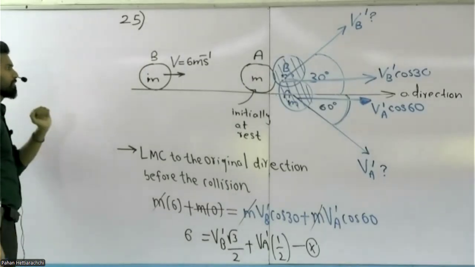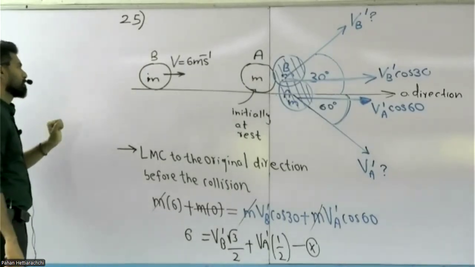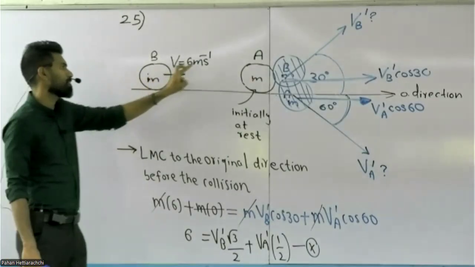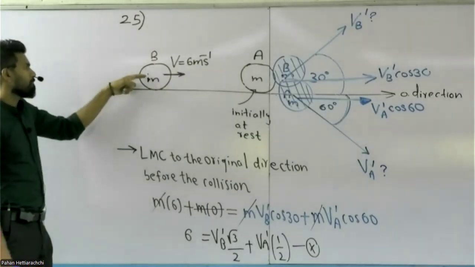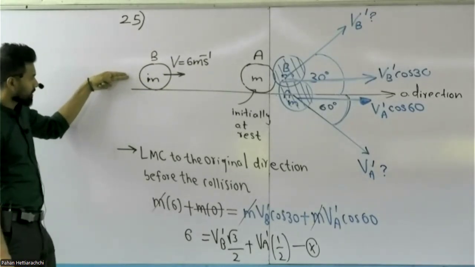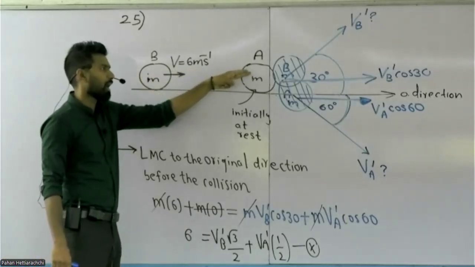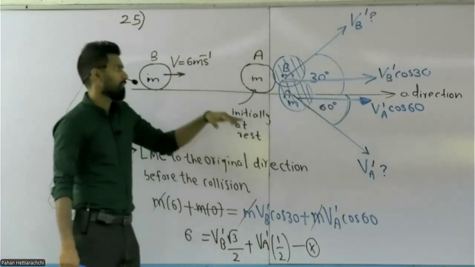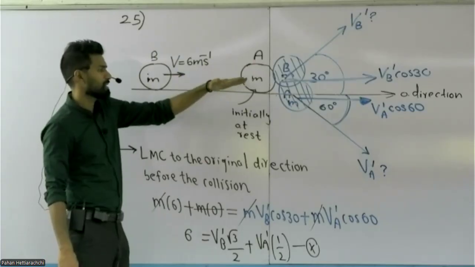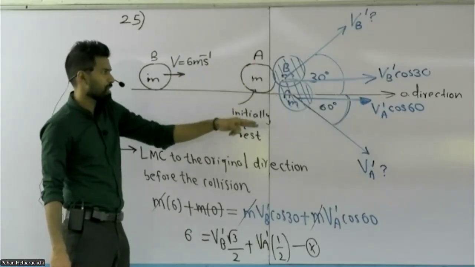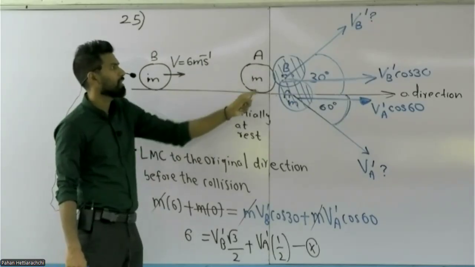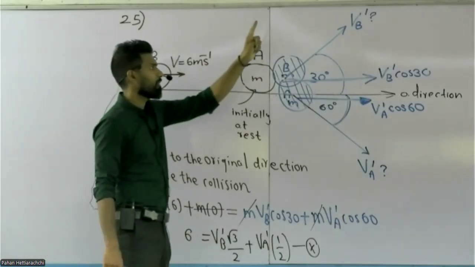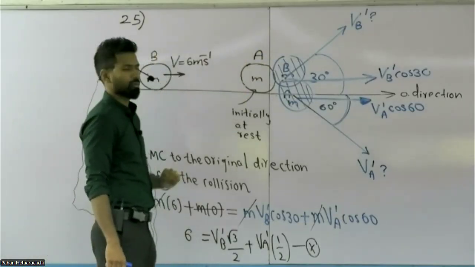In this question, this is the situation. It's about a billiard game. A billiard ball B is used to strike billiard ball A. Ball B moves in a certain direction and collides with ball A. After the collision, balls B and A move in separate directions. With respect to the original direction, ball A moves at an angle of 60 and ball B at an angle of 30. They ask us to find the final velocities of ball B and ball A after the collision.